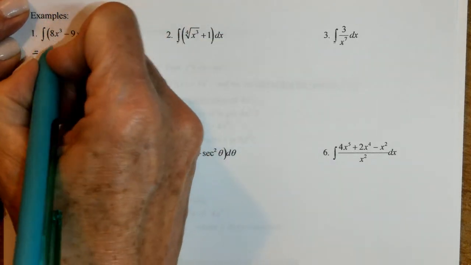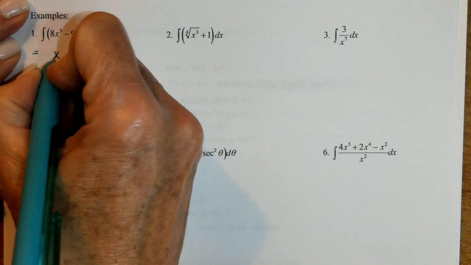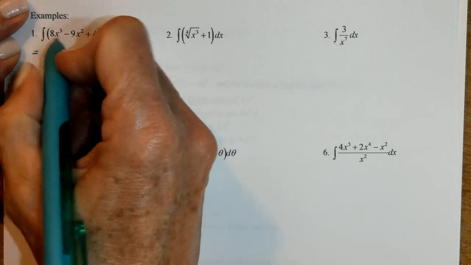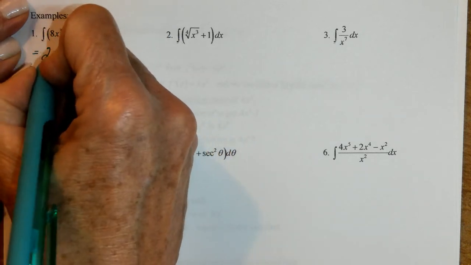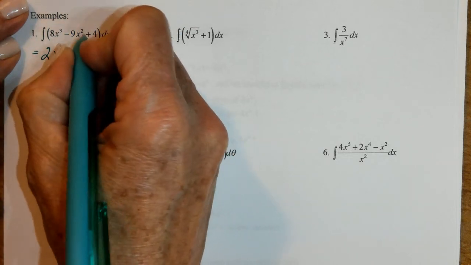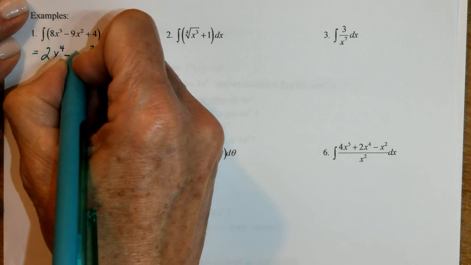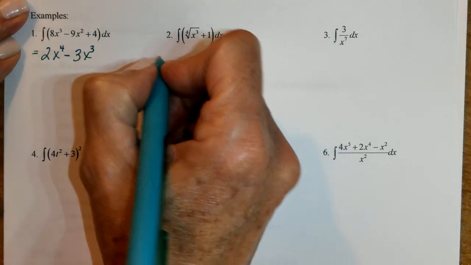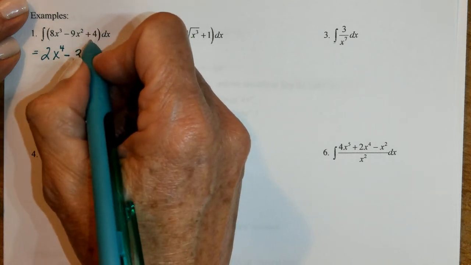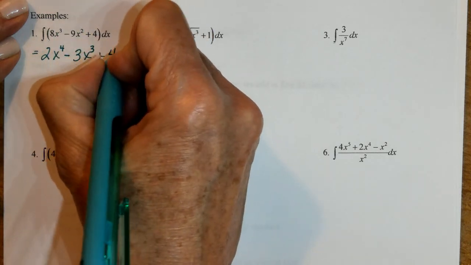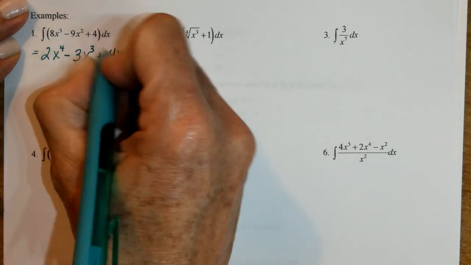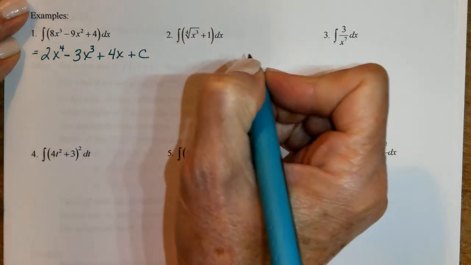So we're using the power rule. I start with my x. So x to the, we raise the power by 1. We divide by the new power. 8 divided by 4 is 2. Minus, raise your power by 1. Divide by your new power, 3. If we just have a 4 or any constant, we're just going to multiply that by x, because remember, the derivative of 4x is just 4. Plus c, and we're done.